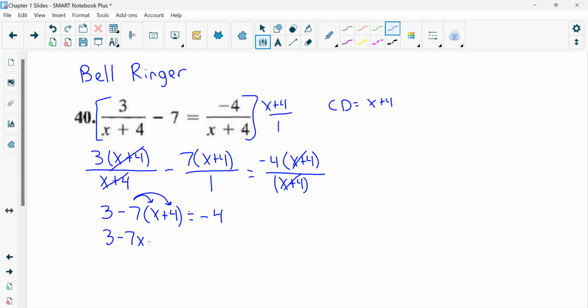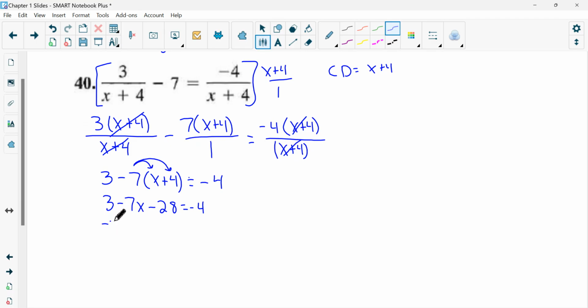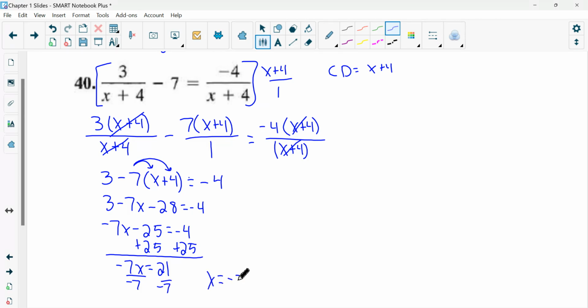So I'd have negative 7x minus 28 equals negative 4. Combine our like terms here. That'd be negative 25. And then we would add 25, and we would get negative 7x equals 21. And when we divide by negative 7, we would get x equals negative 3.